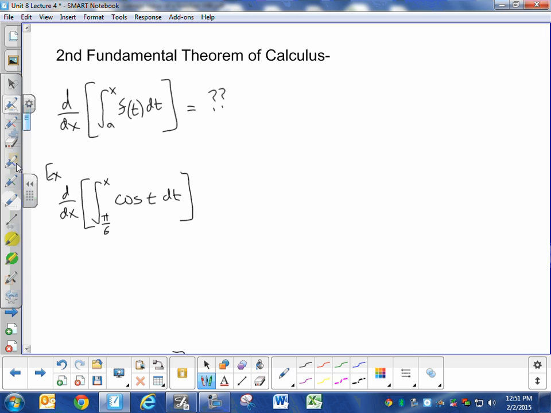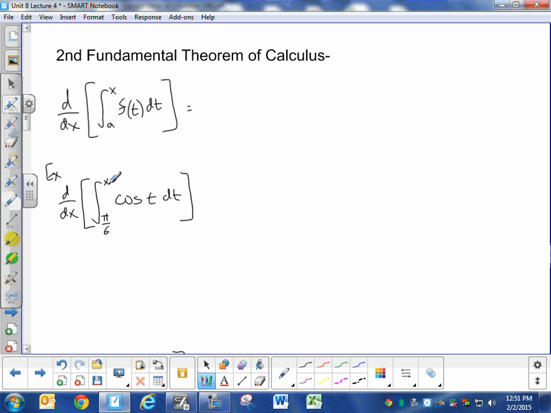Okay, so what is the derivative of this accumulation function? This area from some value to some unknown variable of f. I'm going to do that going through the previous example, and if we can do it for this one, we might be able to get the general form for any function from any value to x. So I'm going to take the derivative of this.